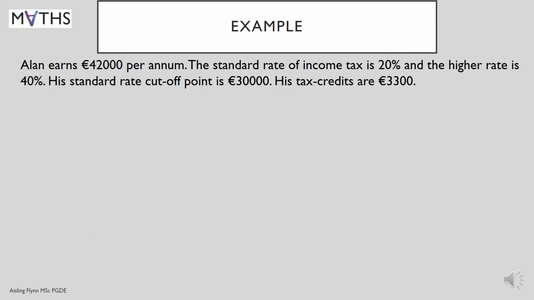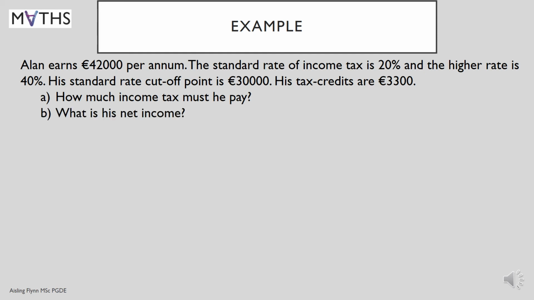Now, second example, here we have Alan. Alan earns €42,000 per annum, so bigger amount. The standard rate of income tax is 20% and the higher rate is 40%. His standard rate cut-off point is €30,000 and his tax credits are 3,300. Okay, so different figures here. Again, we have to find out how much income tax he must pay and what is his net income.